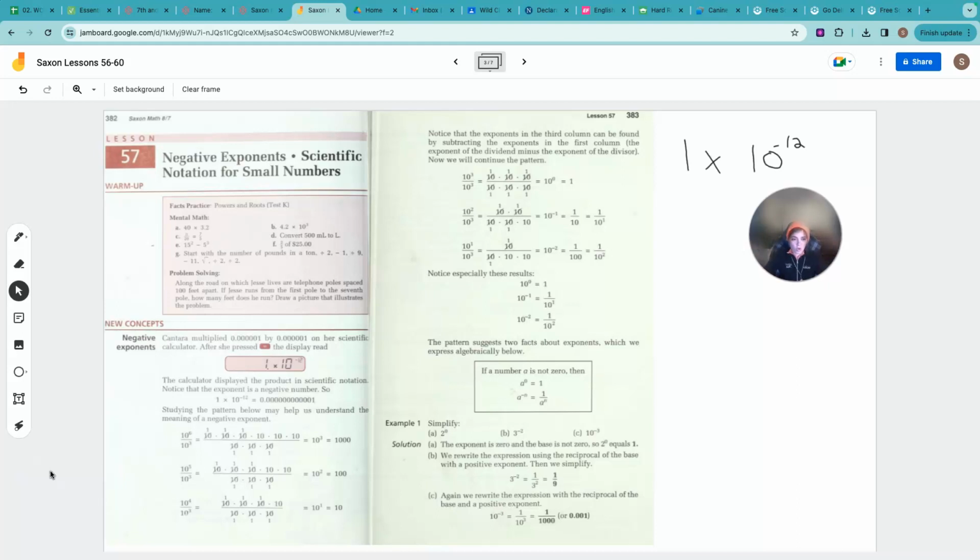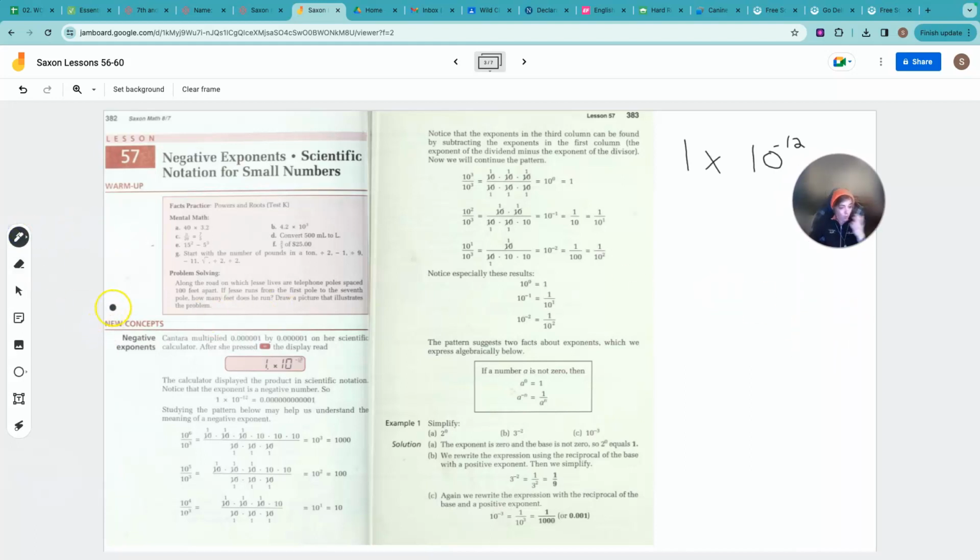Okay, so as you know, negative exponents, literally the worst. But we don't have anything else to do here today, so let's get into it. So, when you're looking at negative exponents, it says Kantara. Who would even name their kid Kantara?